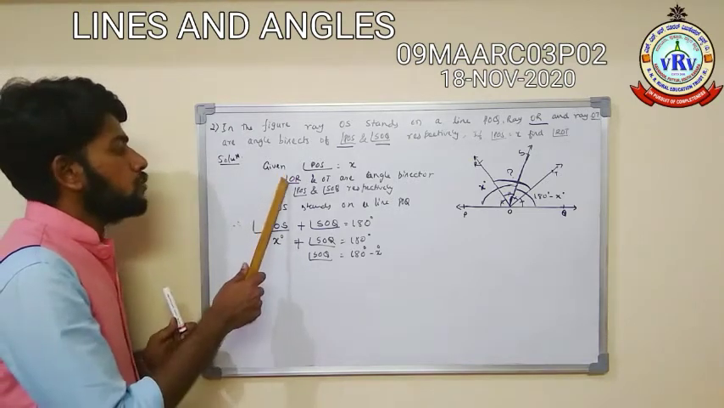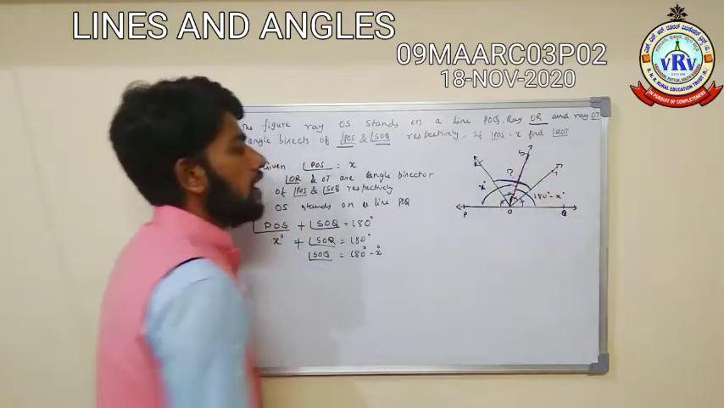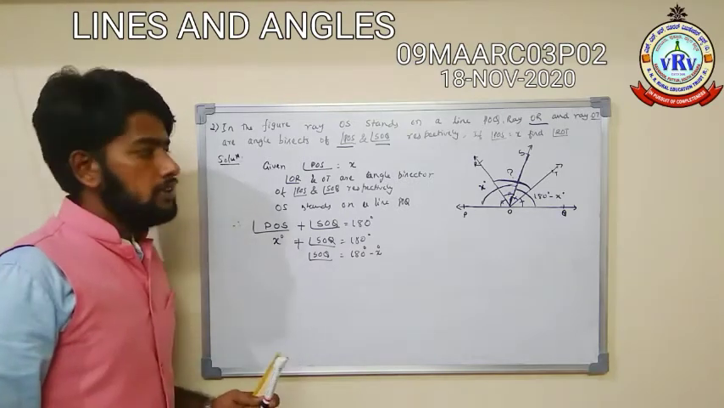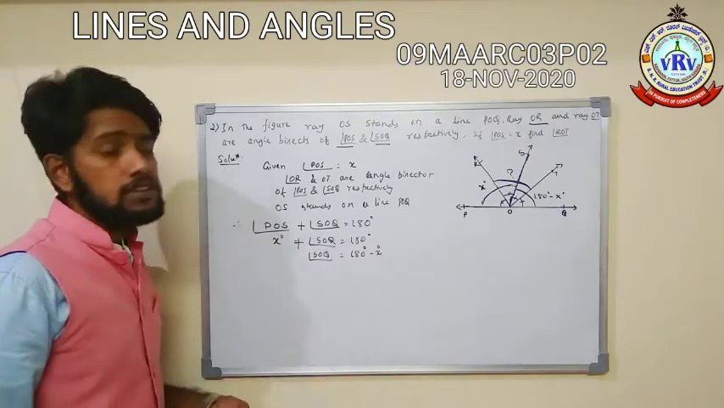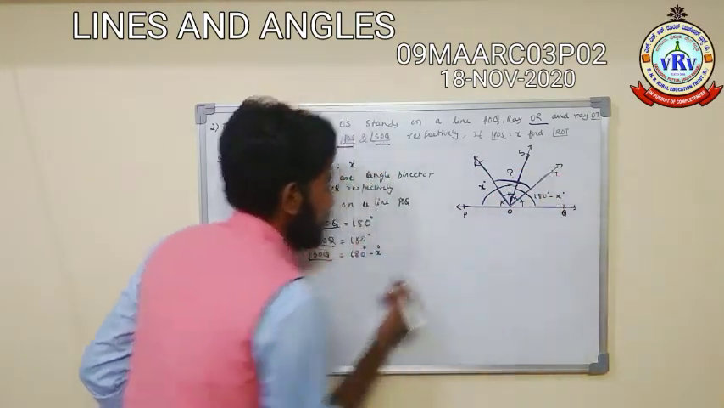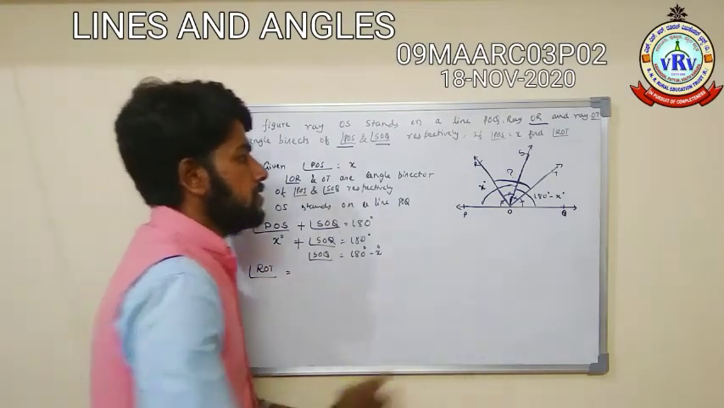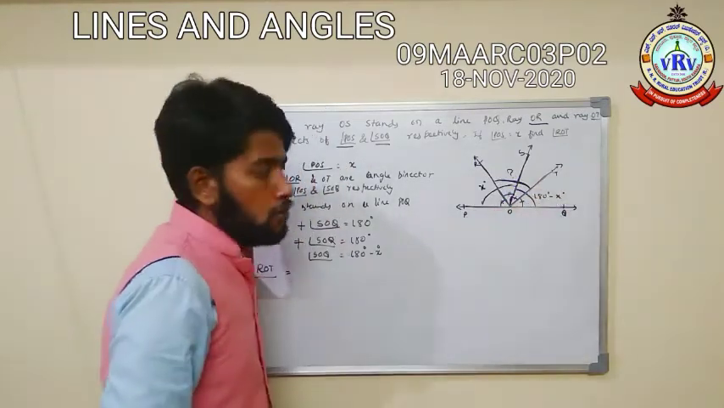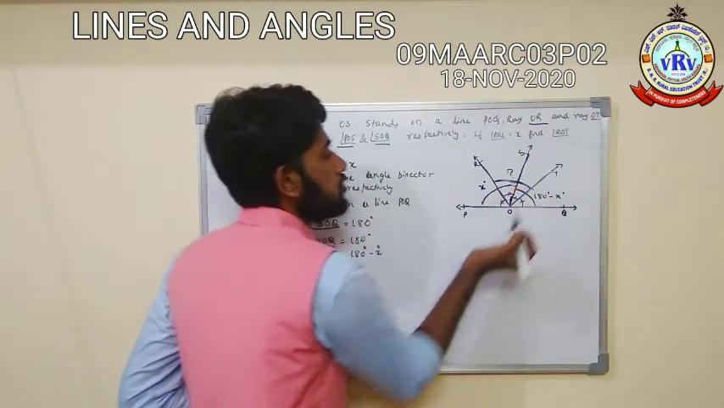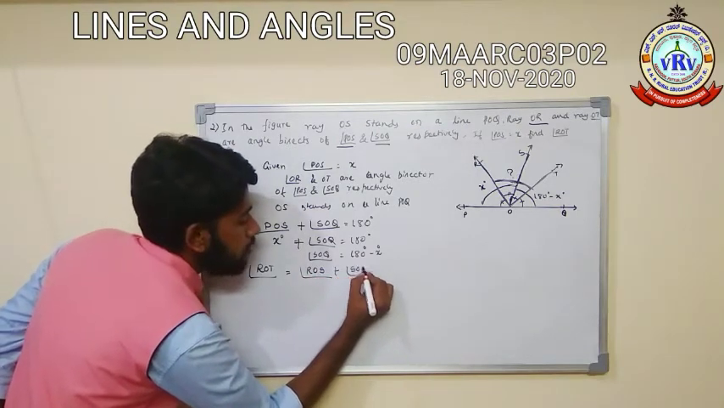And from these two, OR is an angle bisector of POS. Before that, let me give the hint. What we have to find? We have to find the angle ROT. Look here. The angle ROT is the combination of ROS plus SOT. I can write this as the continuum ROS plus SOT.